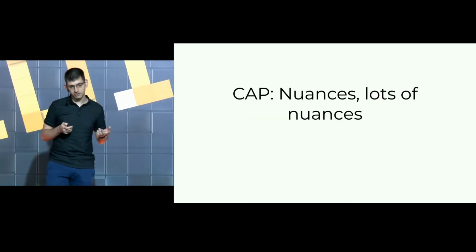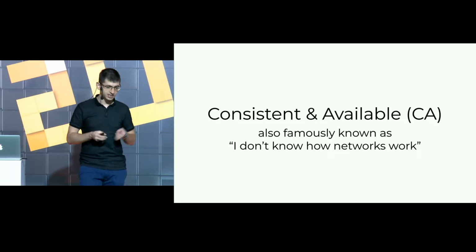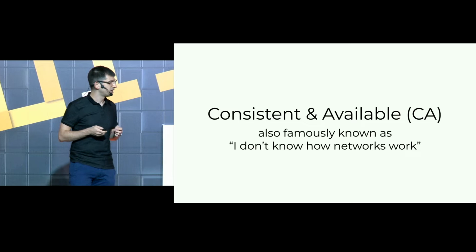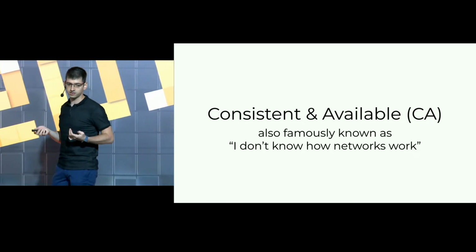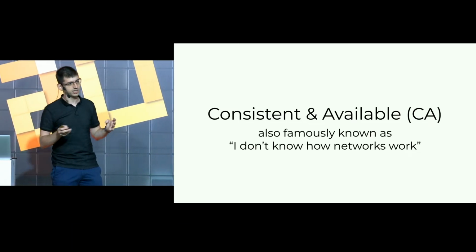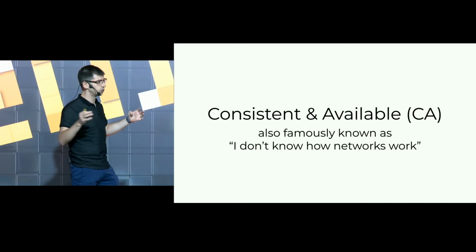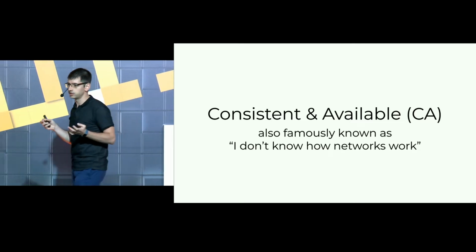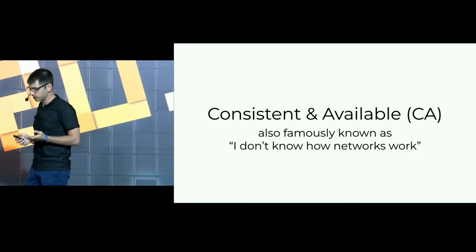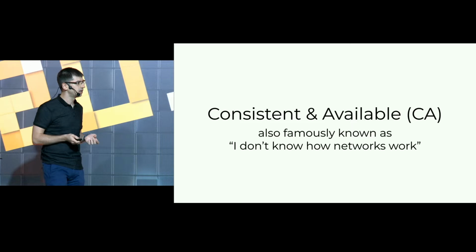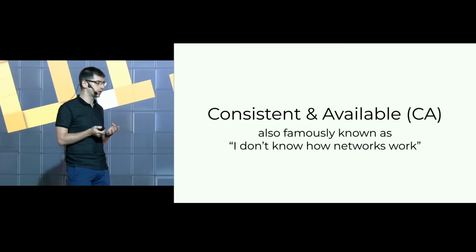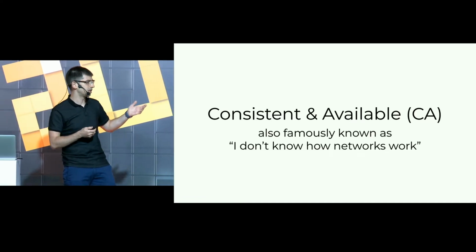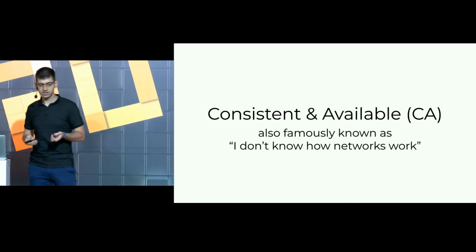And so one of the classic jokes is that consistent and available systems are also famously known as "I don't know how networks work." Because if you say that your distributed system is consistent and available, you're implying that there are no network partitions, which is currently reportedly impossible, from most of the claims on non-distributed systems and networks. And then the strictly theoretical question is, if there is a partition, what does your system do? Because as we saw, it's theoretically impossible. You can't know the value of x on the other machine.